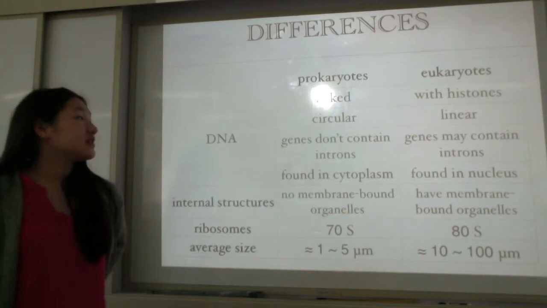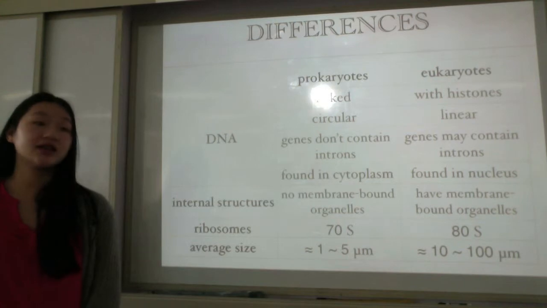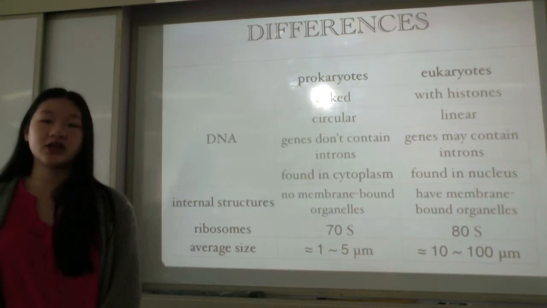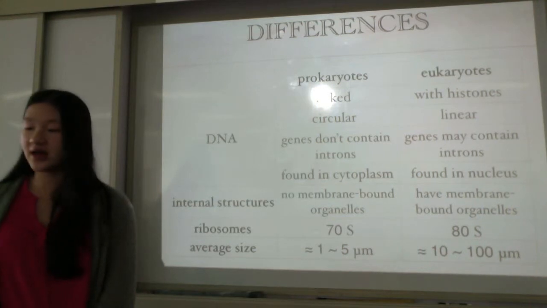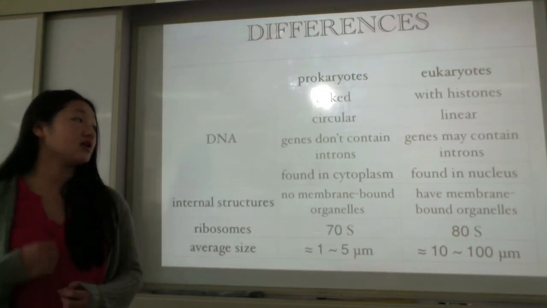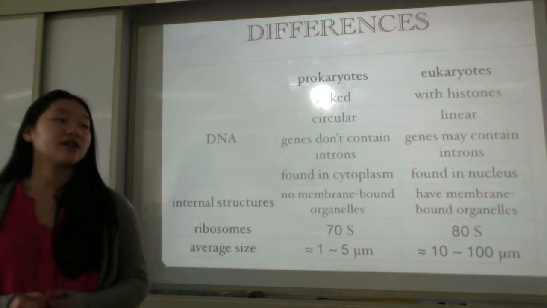The differences between prokaryotes and eukaryotes lie mainly in the DNA, because prokaryotic cells have naked DNA and it's circular and exists as a plasmid, whereas for eukaryotes, the DNA is associated with histones, meaning that the DNA sequences are wrapped around other proteins known as histones, and thus they are linear.